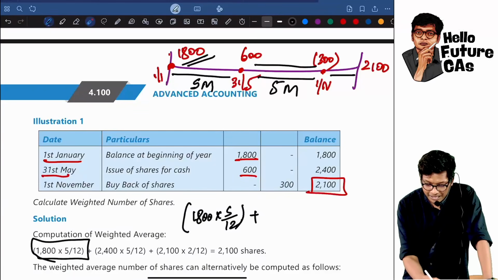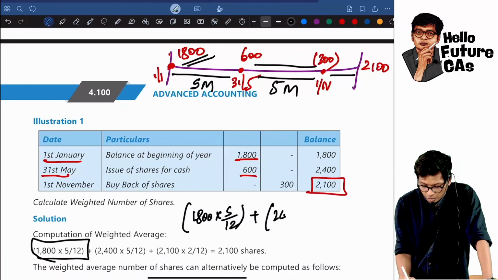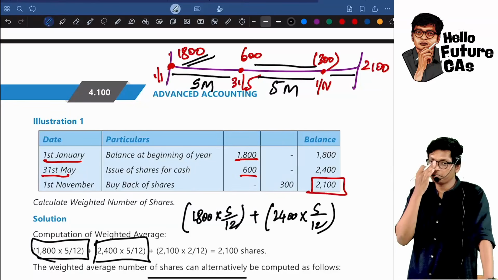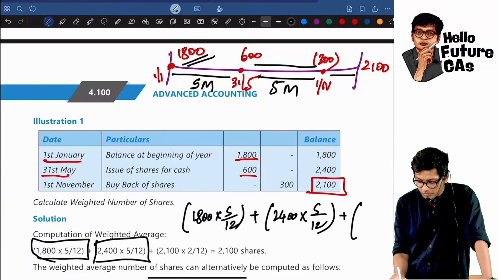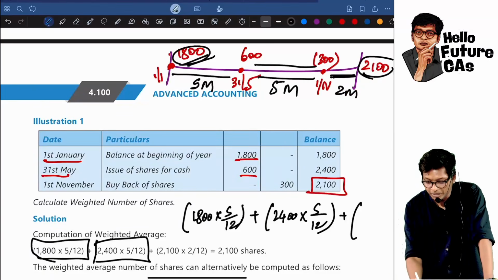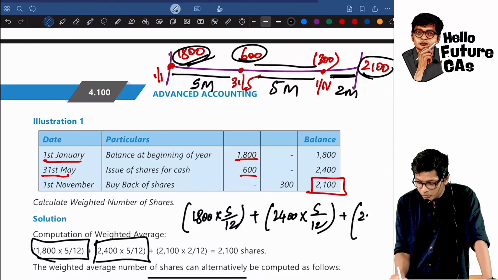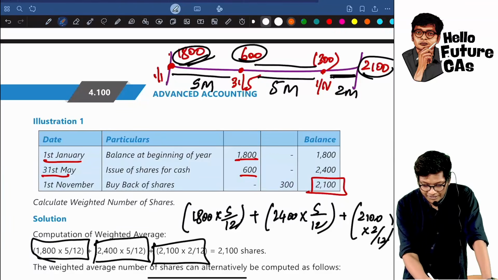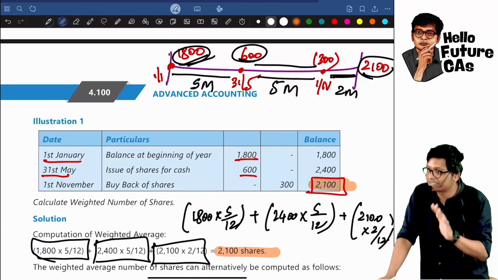We already have 1800 shares plus another 600. This is going to be 2400 into 5 by 12. That's what is there here. Are you following? Understanding? Then the remaining 2 months. For the last 2 months, how many shares are outstanding? 2100, because 1800 plus 600 became 2400, minus 300. We have 2100 into 2 by 12. That's what we have here. Therefore, the final answer fortunately here tallied with 2100. Coincidence in this sum.